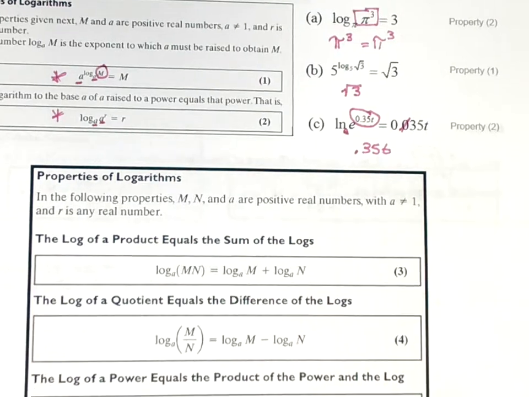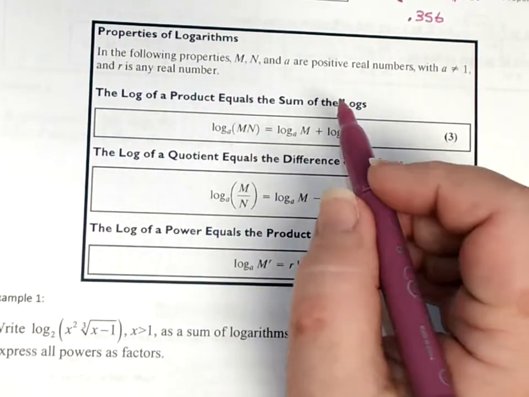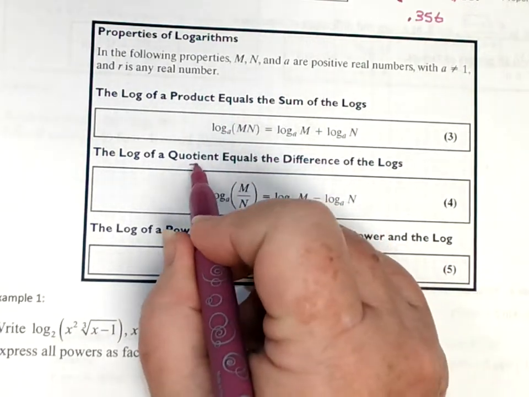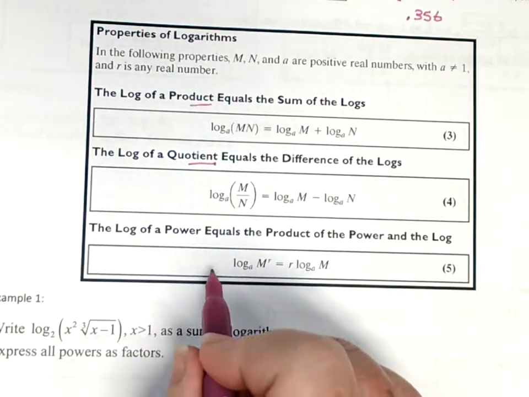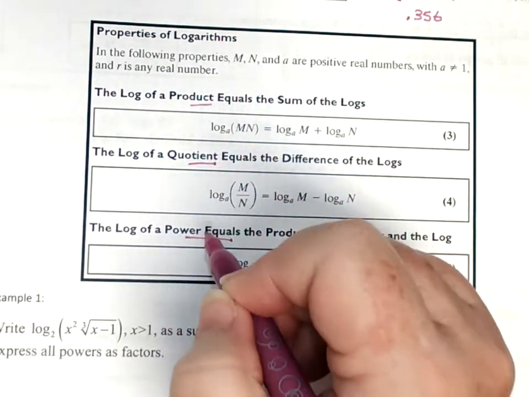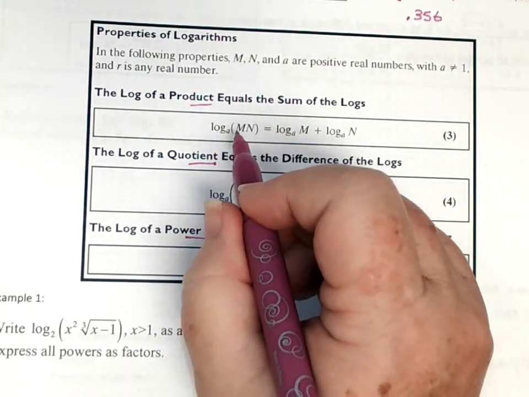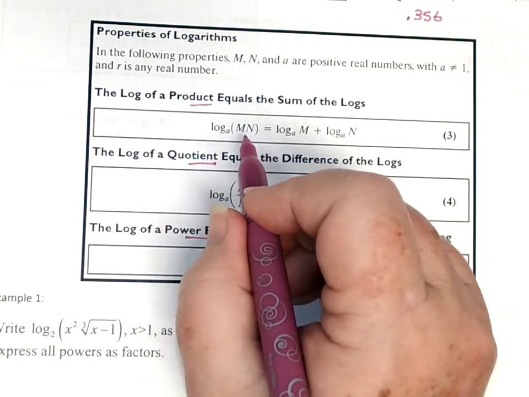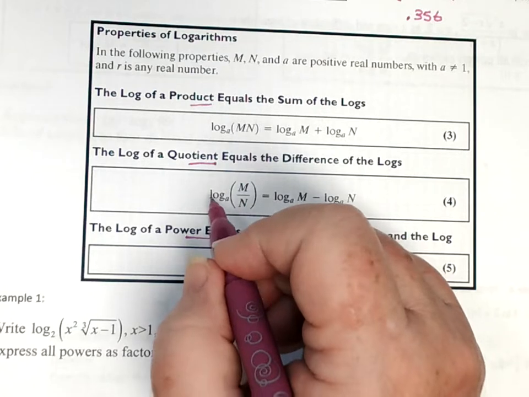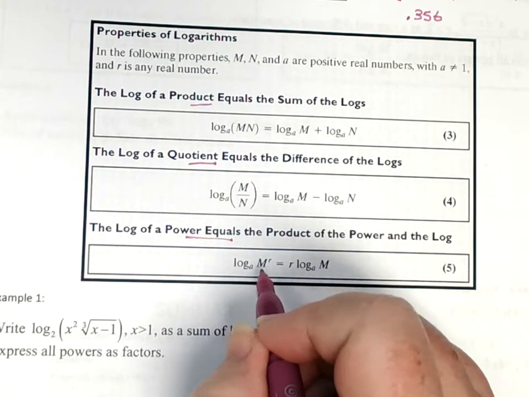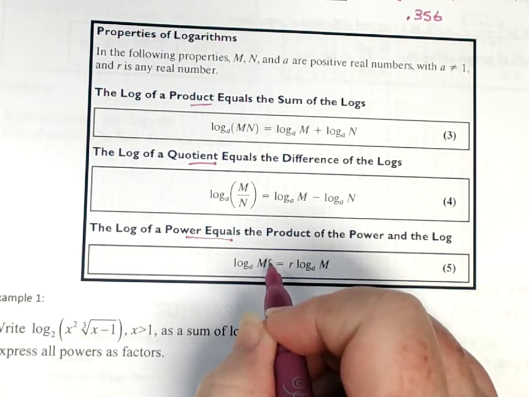The other properties of logarithms that we're going to deal with today are the product law, the quotient law, and then the power law. So the product, the quotient, and the power. If you look right here in this original log, it's log base a of m times n. That's where the product comes from. Quotient, log base a of m divided by n, and power, log base a of m raised to the r power.